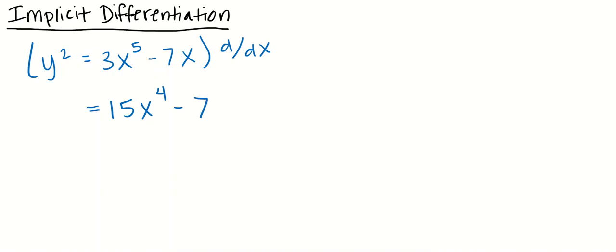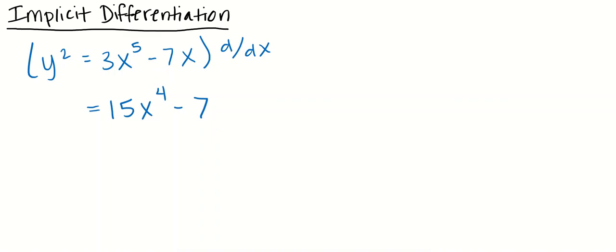But now, if we want to take the derivative of y squared, it's a little bit trickier, and you might have an idea of what to do. It's a really similar process to what we use in related rates. So when we take the derivative of y squared, we're taking the derivative of this whole equation with respect to x. That means x is our independent variable.